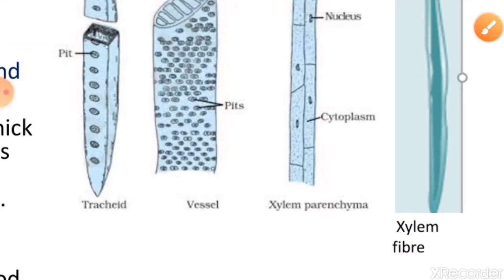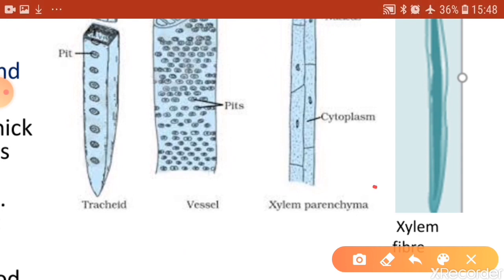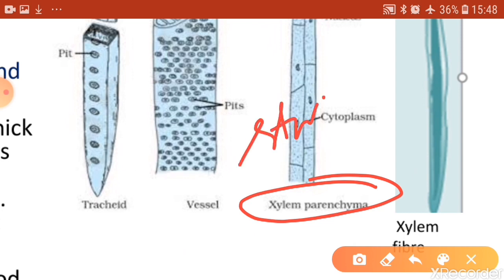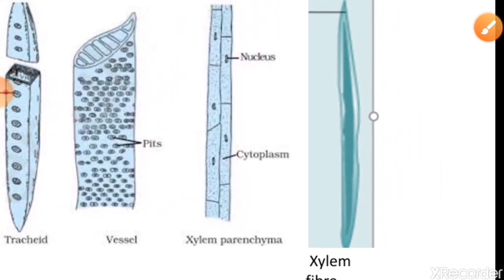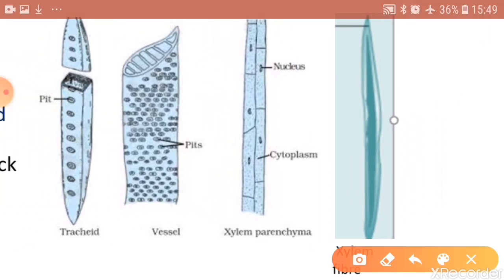Xylem parenchyma is living, and its main function is to store food. Water and minerals are conducted by tracheids and vessels, and the role of xylem parenchyma is to store food. Whereas xylem fibers are the same sclerenchymatous fibers. Xylem fibers have thick lignified walls, and the function of xylem fibers is to provide mechanical support.